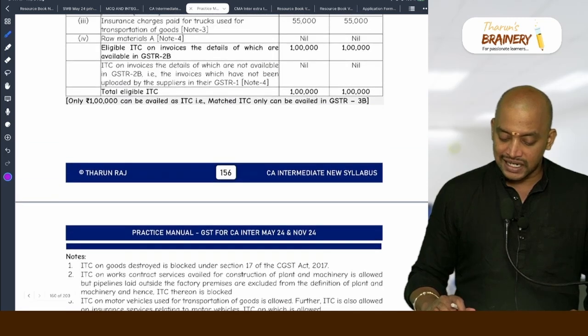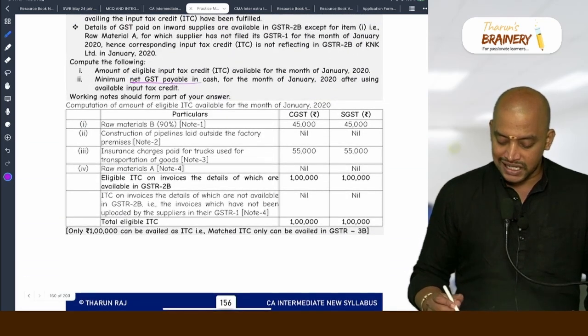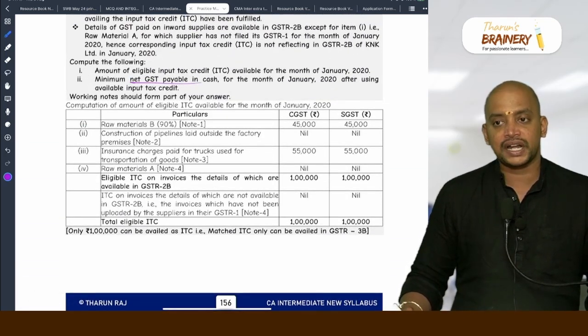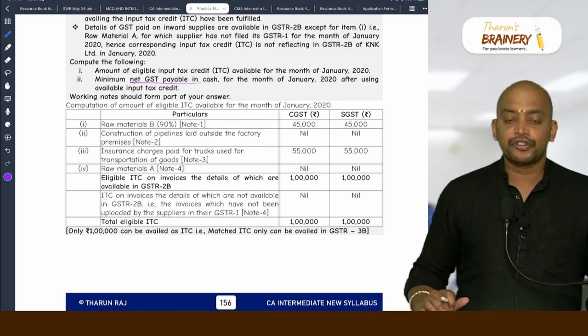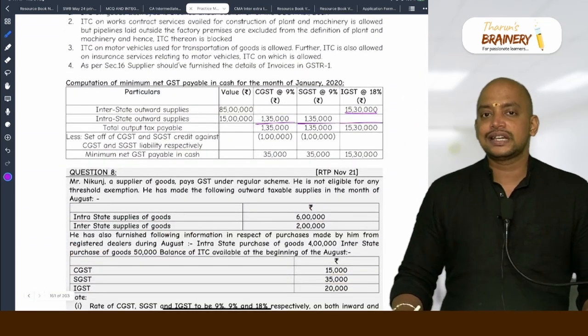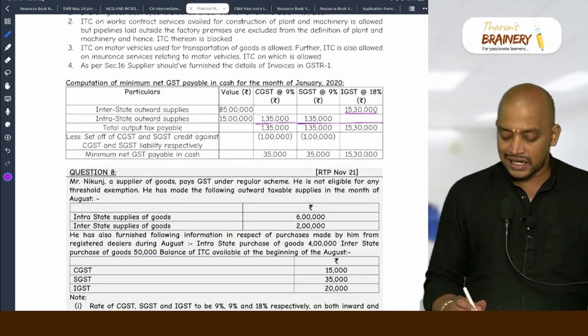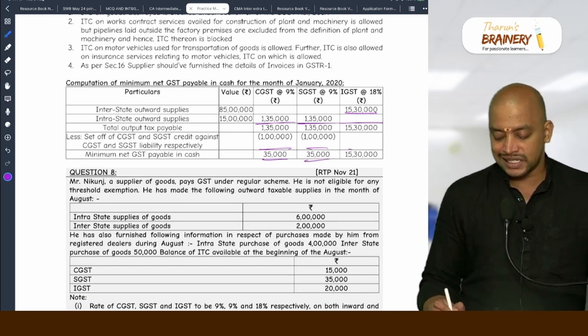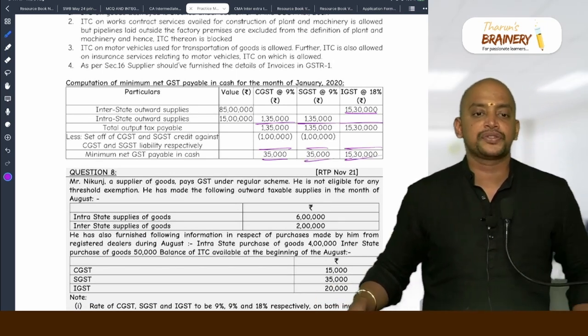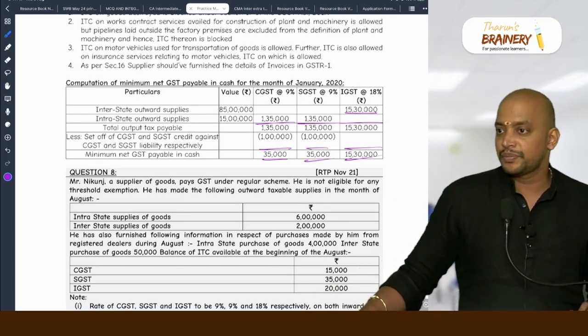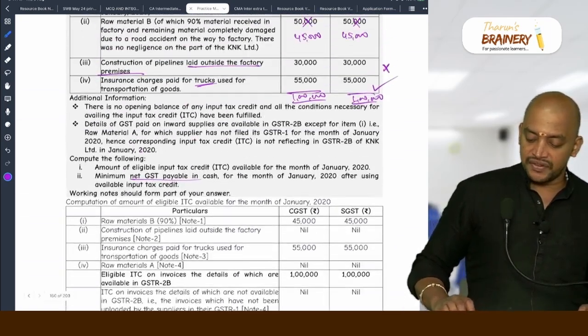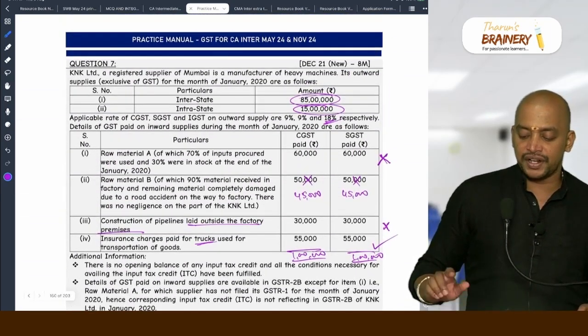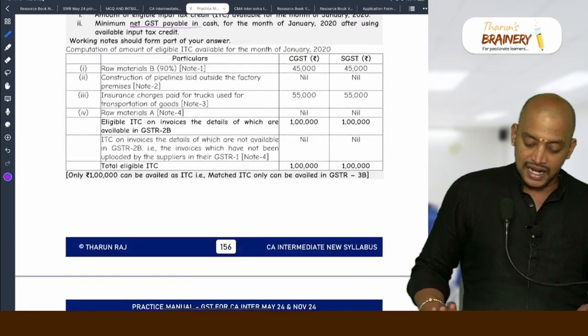Now what is the credit that we have? We have CGST and SGST credit 1 lakh and 1 lakh. So first we need to use it for what liability? CGST, SGST liability. So the net liability will be 35,000 CGST, 35,000 SGST and 15,30,000 IGST. Simple question. So this was given for December 21 for 8 marks. Okay. Then next.